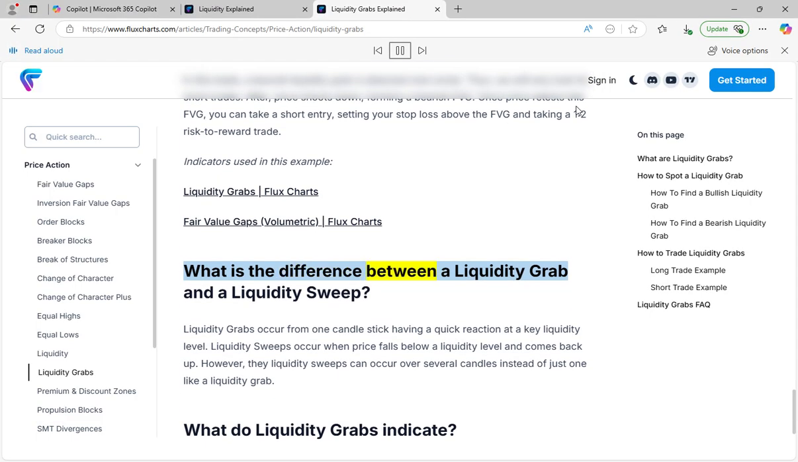What is the difference between a liquidity grab and a liquidity sweep? Liquidity grabs occur from one candlestick having a quick reaction at a key liquidity level. Liquidity sweeps occur when price falls below a liquidity level and comes back up. However, liquidity sweeps can occur over several candles instead of just one like a liquidity grab.